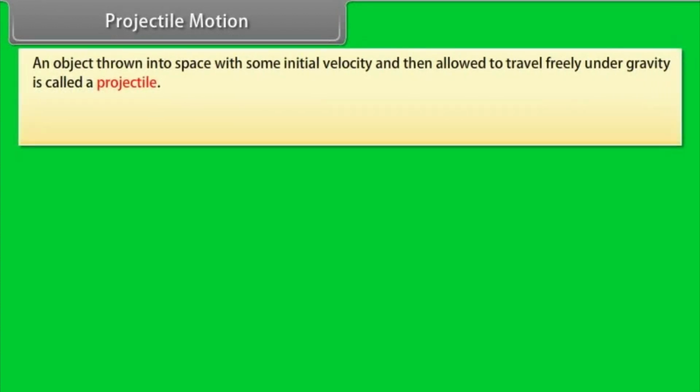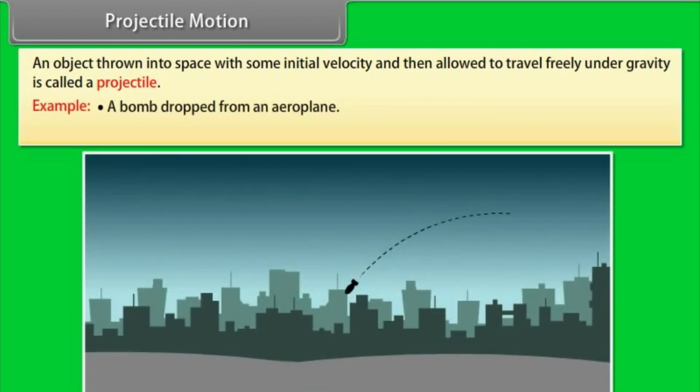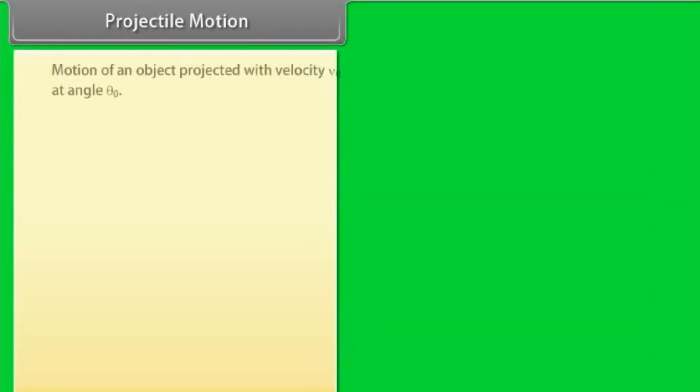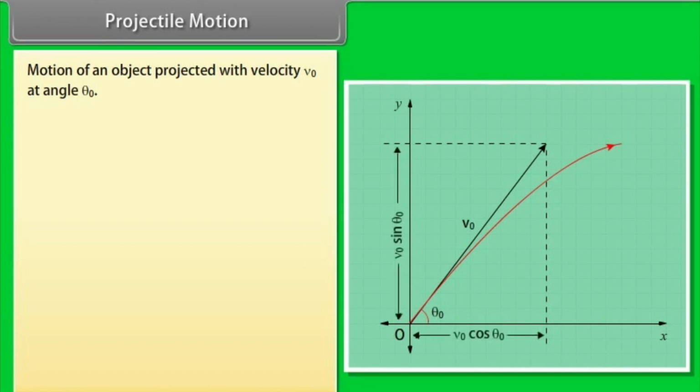Projectile motion. An object thrown into space with some initial velocity and then allowed to travel freely under gravity is called a projectile. For example, a bomb dropped from an aeroplane, a cricket ball hit by a batsman. Motion of an object projected with velocity v₀ and angle θ₀ is shown in the figure. The path of a projectile is a parabola.